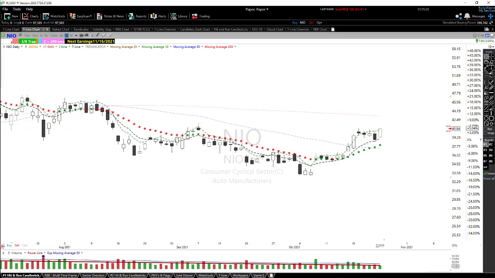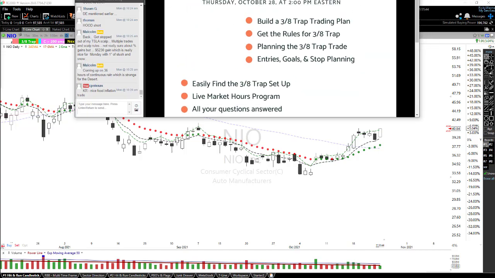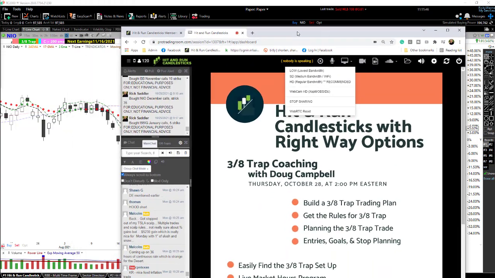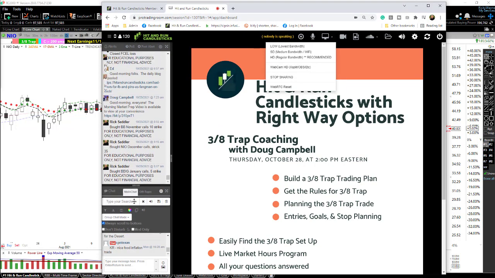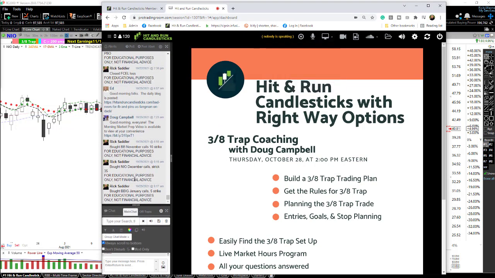What I was going to say is I don't know if you guys know it. I am assuming all Hit and Run Candlesticks and all Right Way Options members know this, which I probably shouldn't assume, but maybe they do. I want to show you something here. I'm going to pull down, I've never done this before. Whoa, you can do this. All right. I want you to look right here at this column over here.